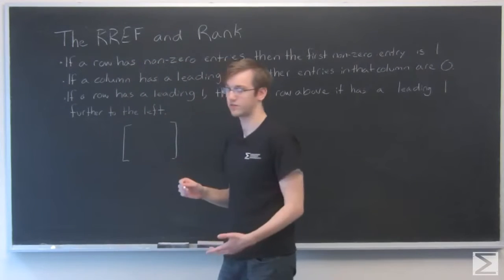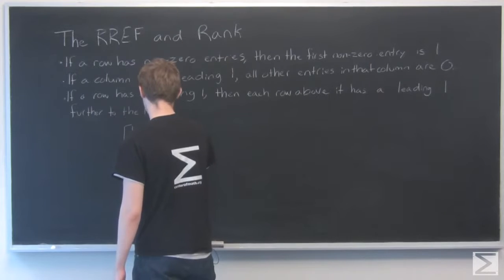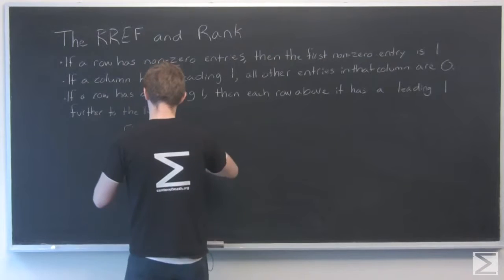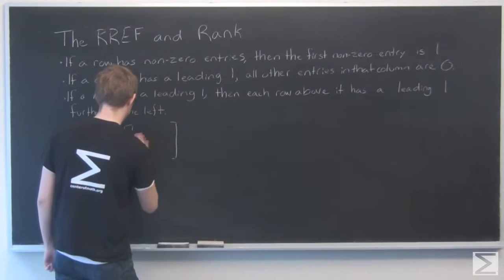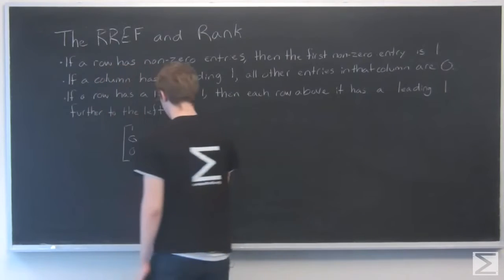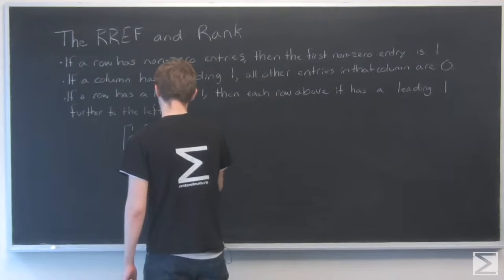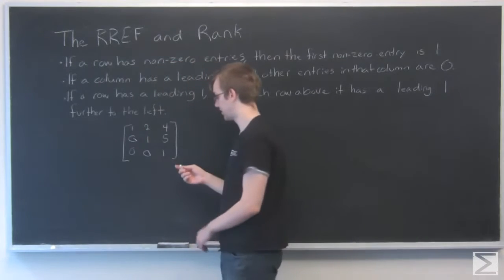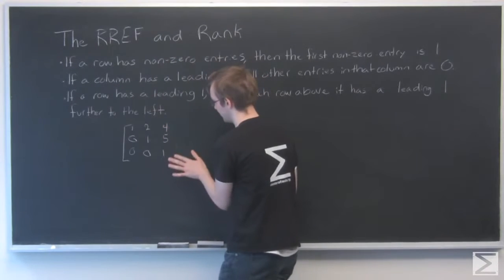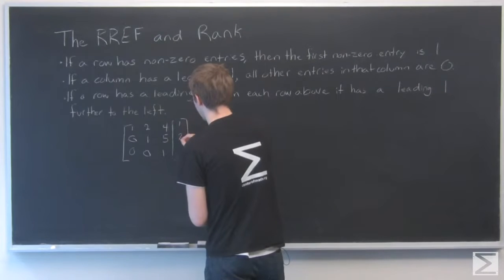what I had in the last video was a matrix that had ones along the diagonal with zeros below them. That's messy. And then I just had random numbers here. I don't remember what they were. I'm just going to say. And I had a final column as well of my solutions, 1, 2, 3.